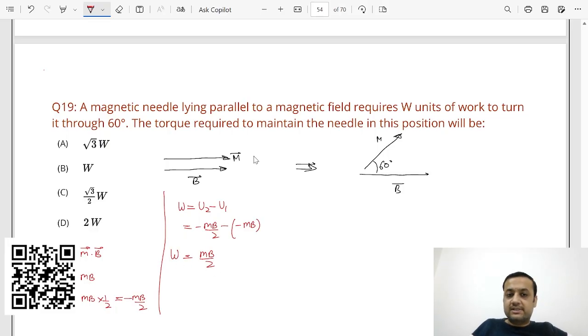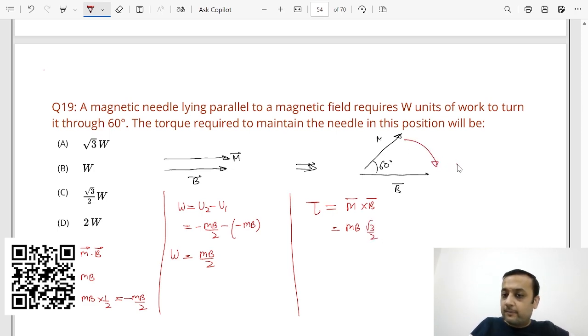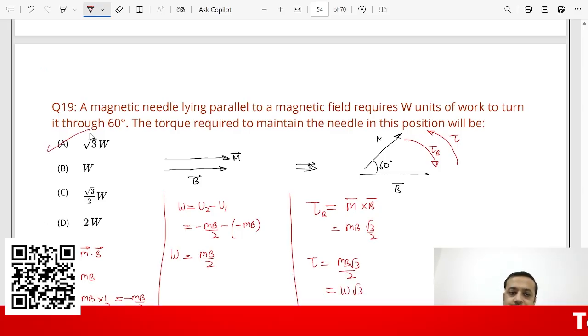All right. Now the question is asking how much torque is required to maintain the needle in this position. Now you see, basically the magnetic field will be applying a torque of M cross B, that means MB sin 60. So this is the torque that the magnetic field will be applying in this direction. So you have to apply the equal torque in the opposite direction, so that this needle remains in equilibrium. So your answer will be MB root 3 by 2. Now you see MB by 2 is W, so your answer will be W root 3. So A will be the correct answer. All right.